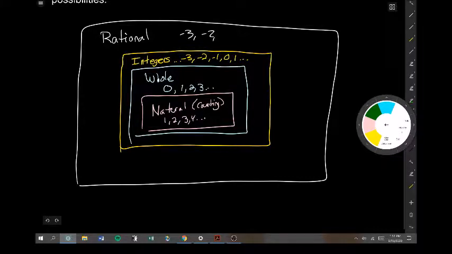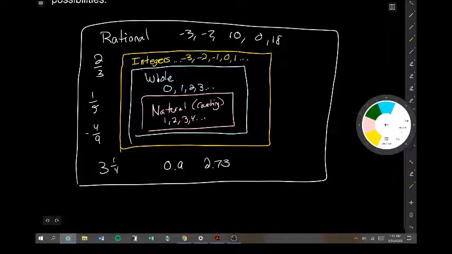-3, -2, 10, 0, 18. But it also includes fractions like 2/3, 1/5, -4/9, 3 1/4. And it includes decimals, 0.9, 2.73 repeating, 4.82. Rational has the word ratio in it. Every rational number can be written as a fraction of two integers. Like the number 0.87, I could actually write as the fraction 87/100. So if a number can be written as a fraction of two integers, it's a rational number because it has a ratio in it.